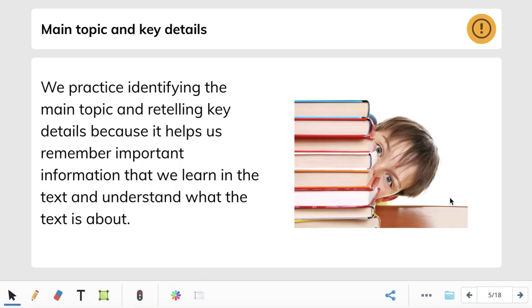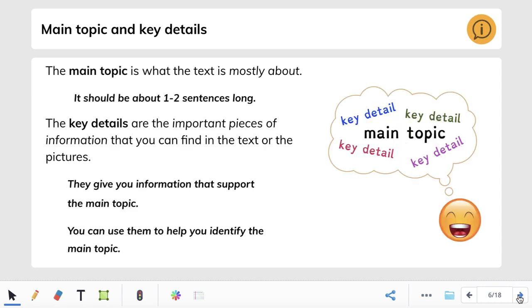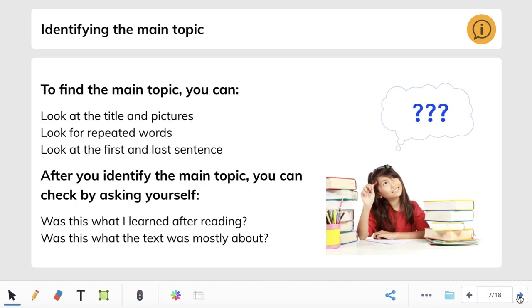So we practice identifying the main topic and retelling key details because it helps us remember important information that we learn in the text and understand what the text is about. So the main topic is what the text is mostly about. It should be about 1 to 2 sentences long. The key details are the important pieces of information that you can find in the text or the pictures. They give you information that support the main topic, and you can use them to help identify the main topic.